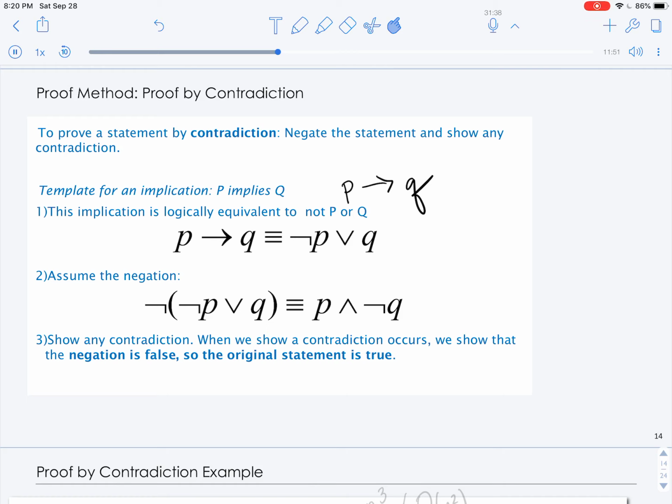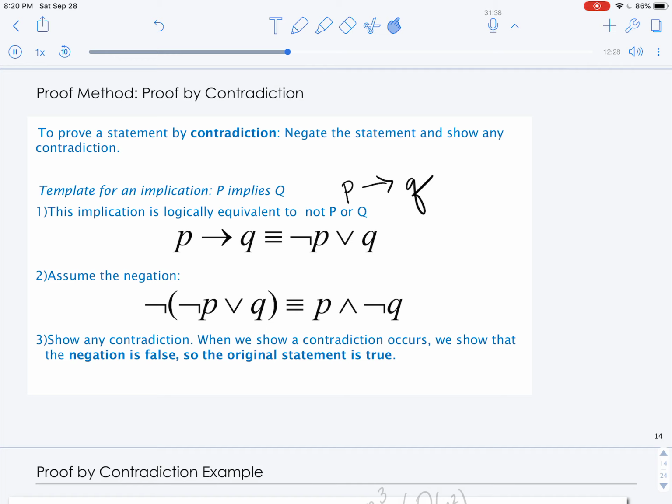Then we want to negate the original implication, and to do that we will negate the equivalence, and we apply De Morgan's rule to do so. So not P becomes P, the or becomes and, and then we negate the conclusion and get not Q. So the negation of an implication is P and not Q. Another way to think of this is we accept the premise but negate the conclusion.